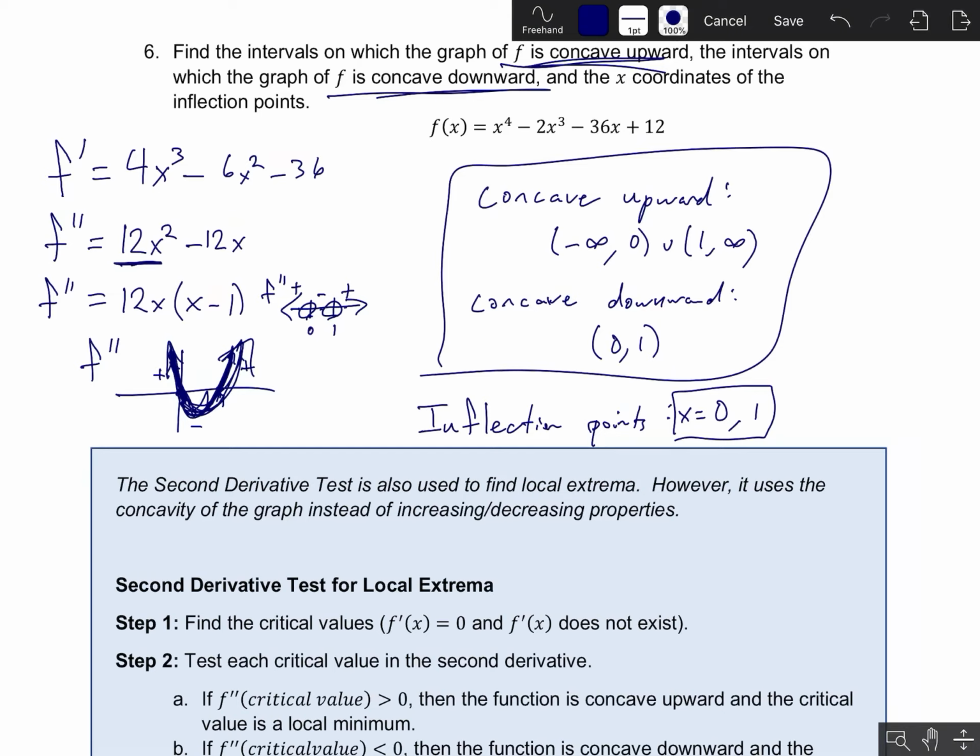So that answers the question of this concavity. So where is the original function f concave up or concave down? And it also answers where the inflection points are. There are 2 inflection points in this case.